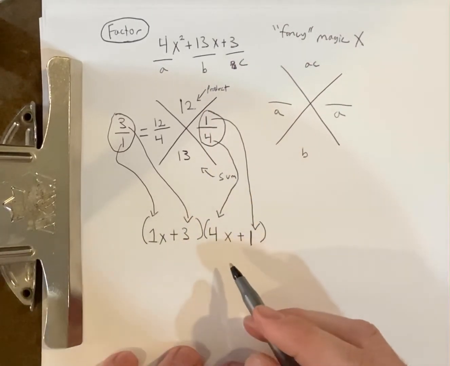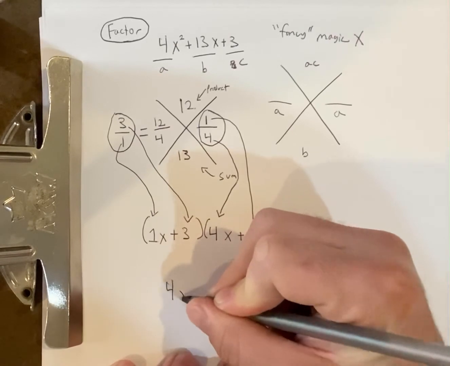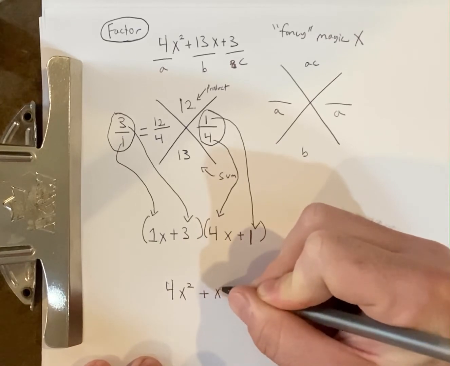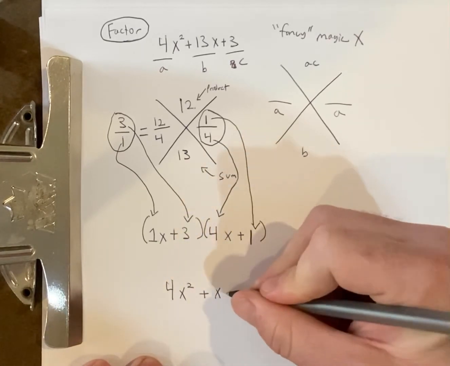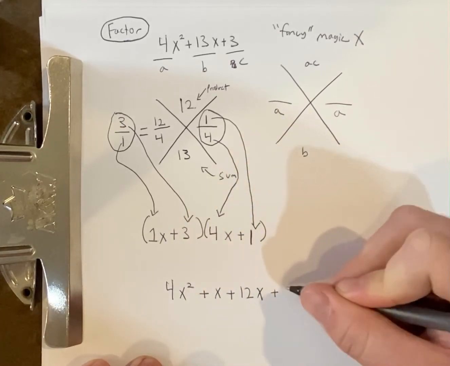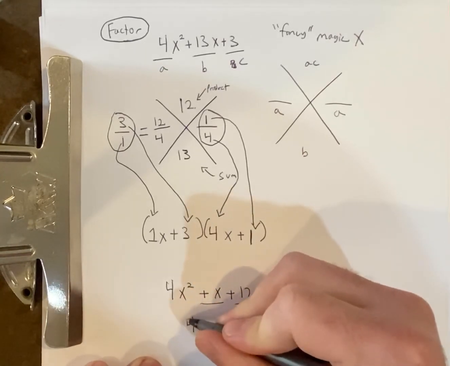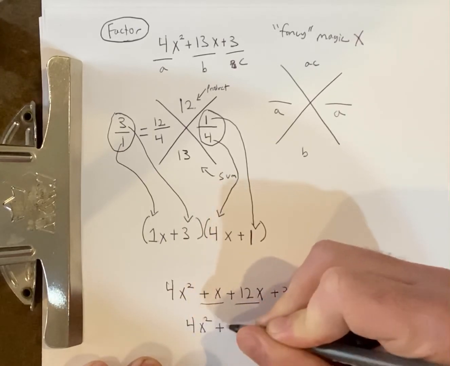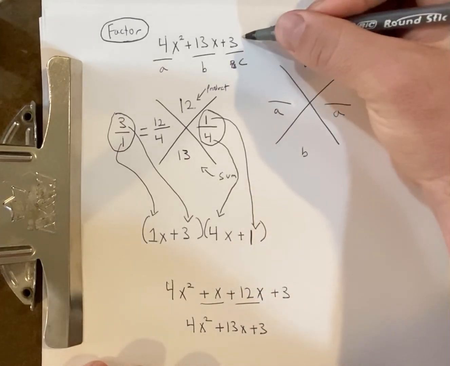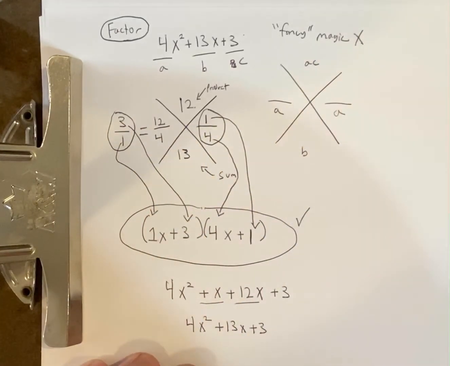If we check our work by multiplying this out, we will get 1x times 4x, that's 4x squared. 1x times 1, that's x. 3 times 4x, that would be 12x. And 3 times 1, that would be 3. And when we combine the middle terms, which are alike, we get 4x squared plus 13x plus 3, which matches our original trinomial. So this is the factored form of this problem.